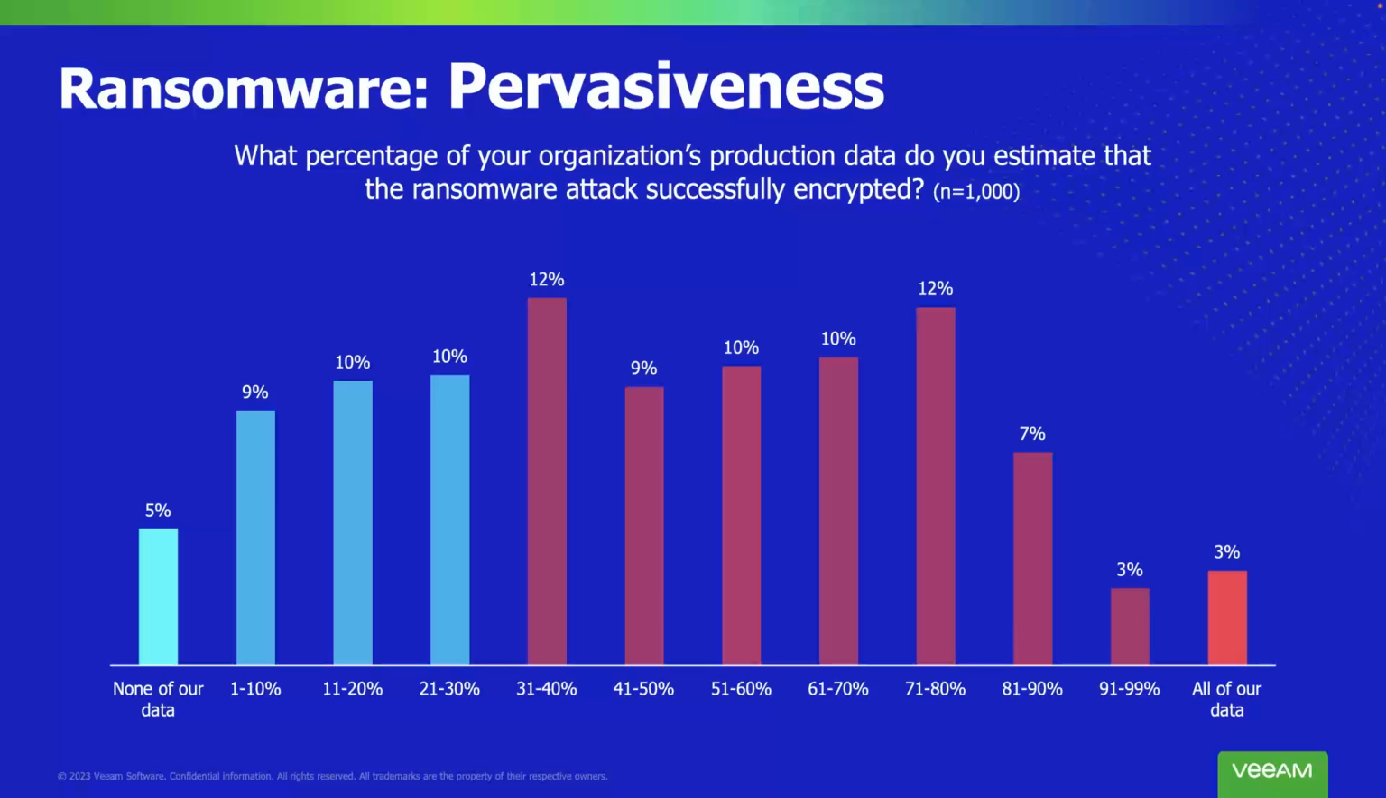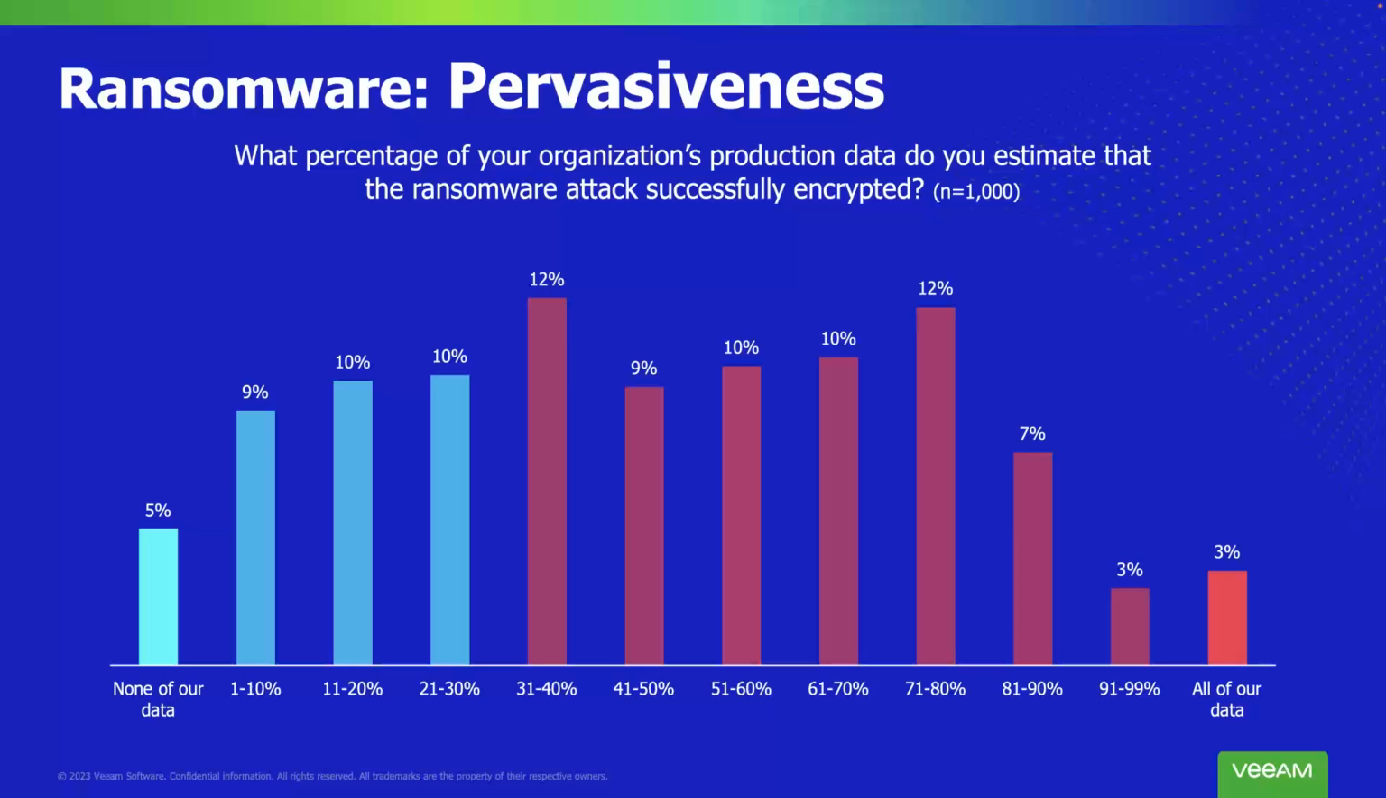So let's look at it. How pervasive is ransomware? How bad is it? Is it attacking your environment? This is a question: what percentage of your organization's production data do you estimate the ransomware attack successfully encrypted? That means the bad actors managed to breach into the environment and managed to encrypt your data, right?